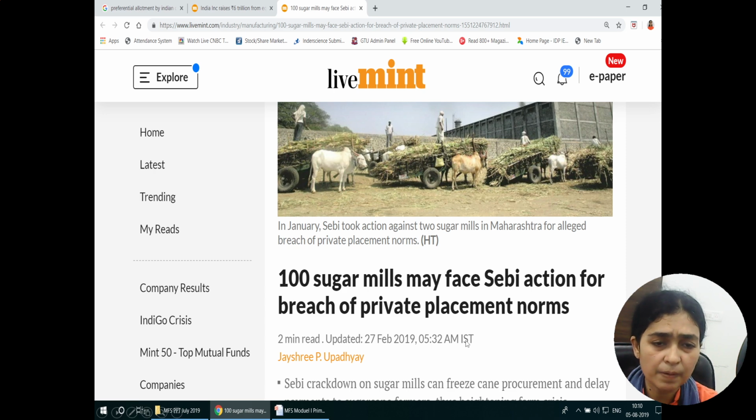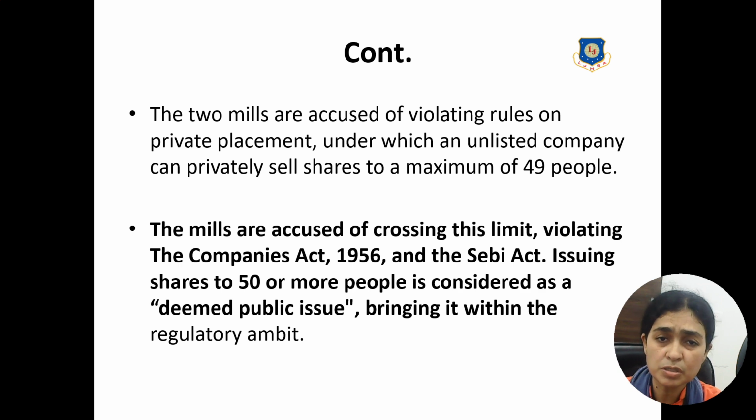This is a case wherein some 100 sugar mills in UP faced SEBI action for breach of the norms related to private placement. As we have seen in the previous slide, private placement means you are talking about at max 49 investors, not more than that. The moment you go beyond 49, it becomes an IPO. So these are the sugar mills which have issued the securities to more than 49 investors, and that's how SEBI came into the picture. SEBI said that it is deemed to be a public issue, so it is not allowed, and that is how they were ordered to take back the issues which were made.